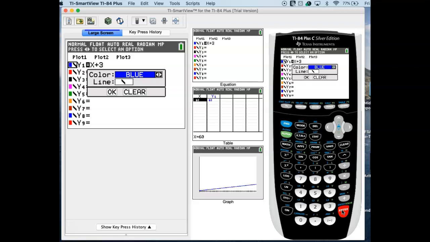All right? So what's happening now is you can select a color, right? Whatever color you want. That's kind of nice because you can change the different colors.